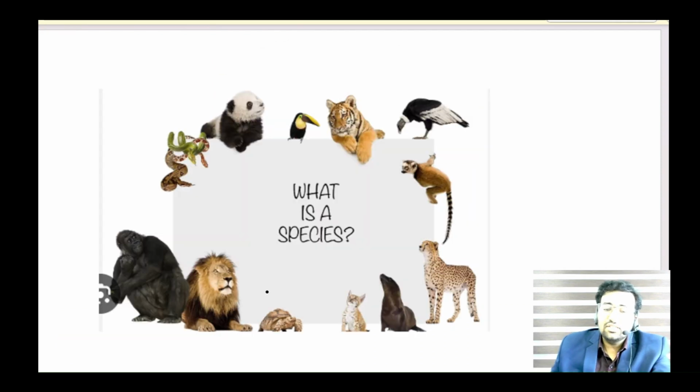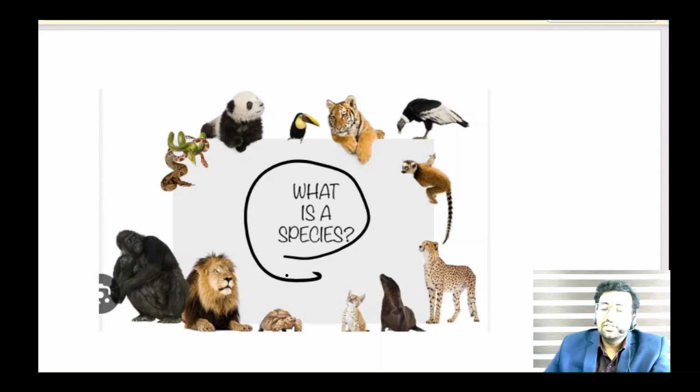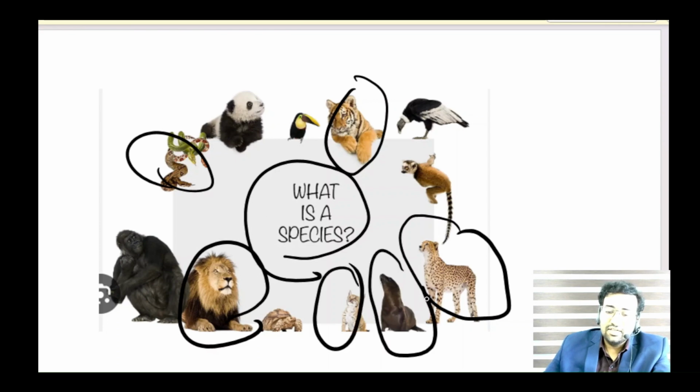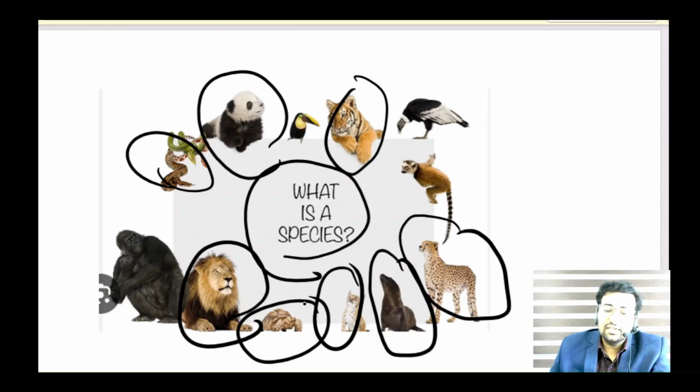Naturally a question is raised. We already explained what a species is. You can see tiger is a species, lion is also a species, snake is a species, cat is a species, fish is a species, panda is a species, tortoise is a species, and everything belongs to different species.